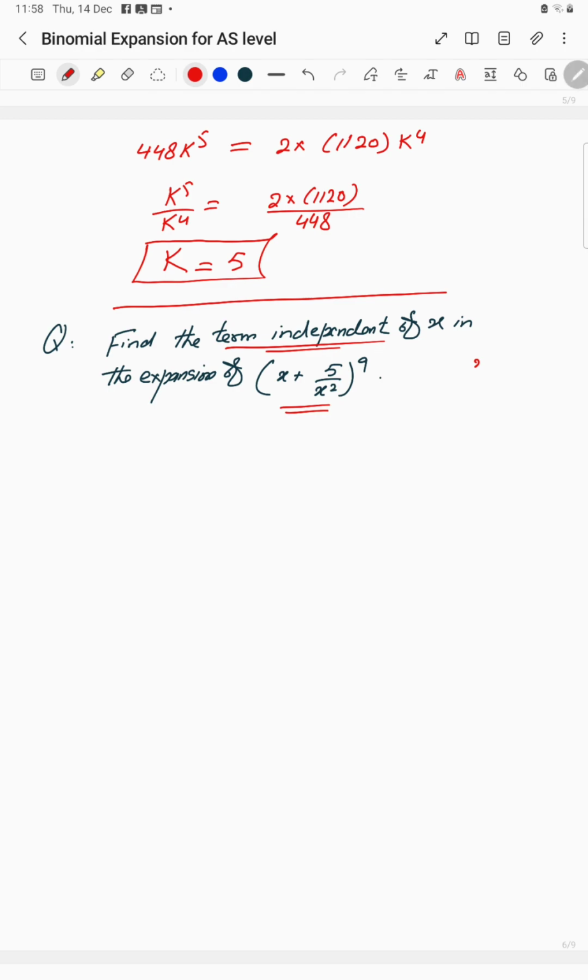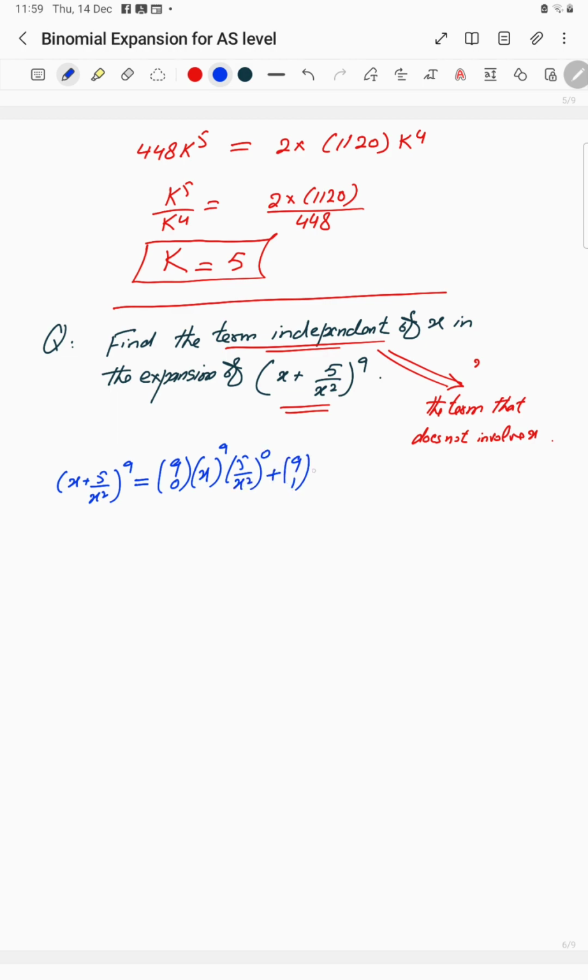The term that does not involve x. So expand it first. (x plus 5 by x squared) power 9 can be 9C0 x power 9 times (5/x^2) power 0, plus 9C1.